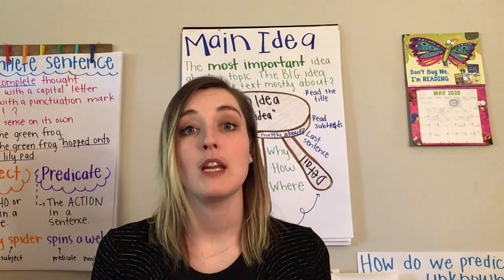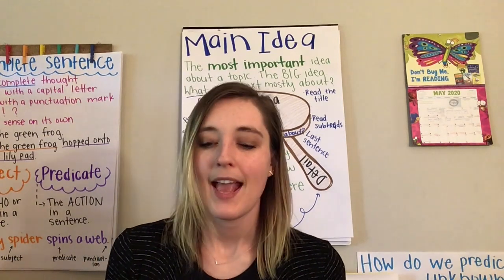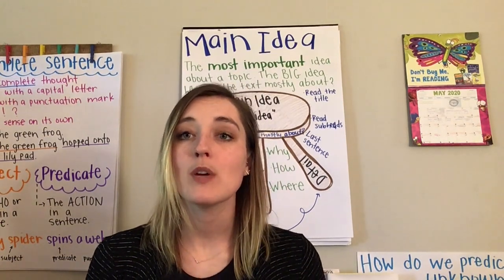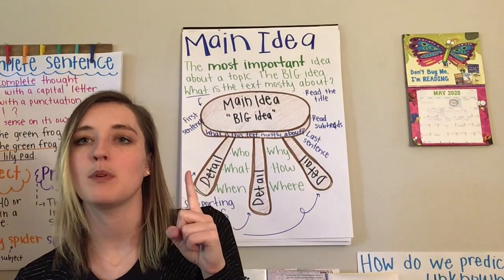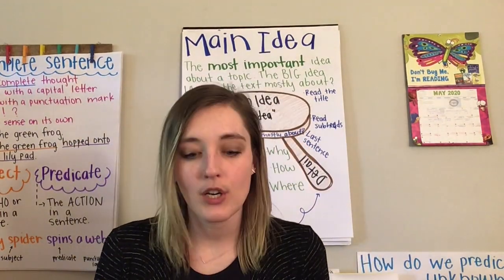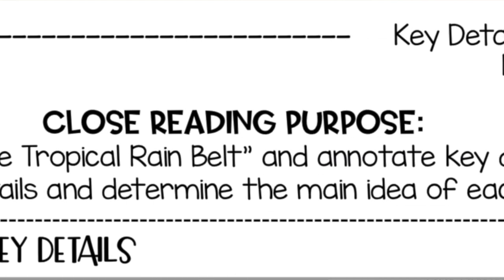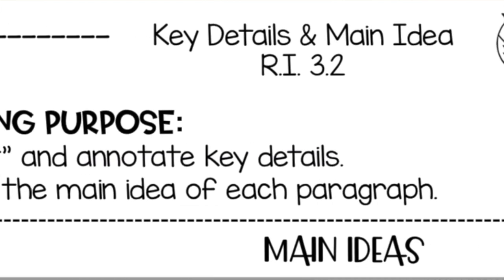So we're obviously going to be reading this new text. We're going to be reading paragraphs 1 through 7 today. And what we're going to be doing is identifying key details that we read about and then finding the main idea of certain paragraphs. So if you turn to your graphic organizer, this page, we will read the directions. It says, read the tropical rain belt and annotate key details. List the key details and determine the main idea of each paragraph.